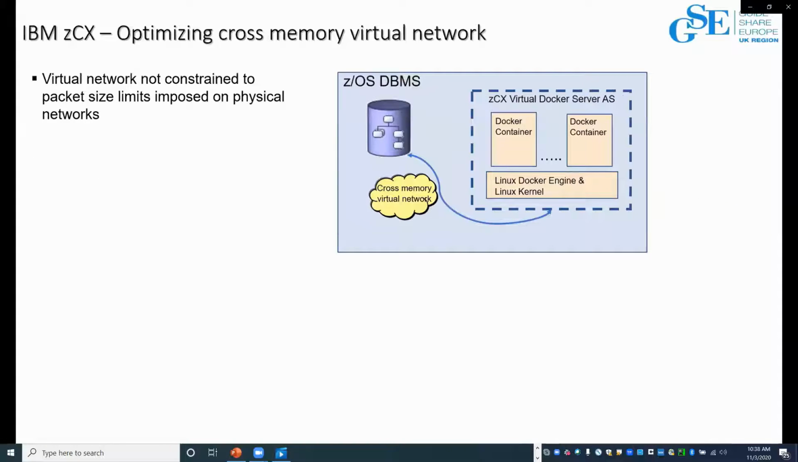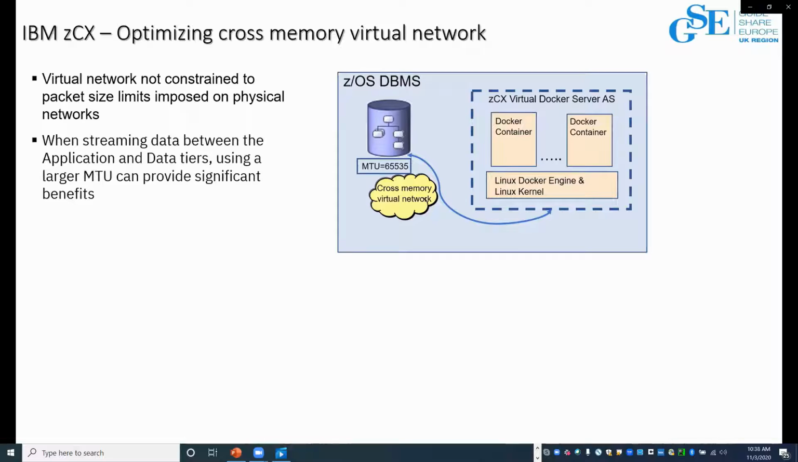For workloads that stream data, we can perform additional steps to provide even more optimizations in a zCX environment. Because we are utilizing the cross-memory virtual network for communication when zCX instances are co-located with their endpoints, there is no physical limits imposed on the size of a packet that can flow over this network.